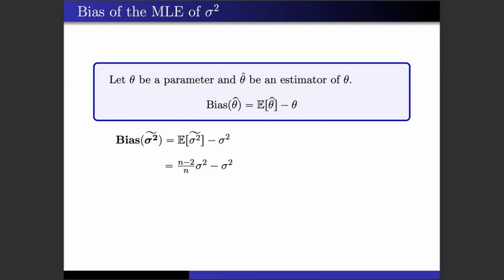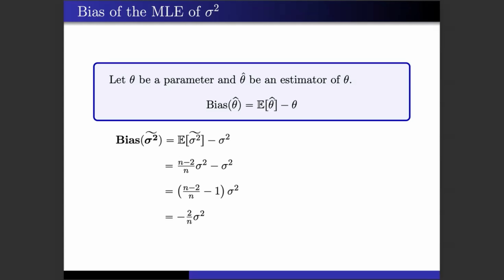So if we need to find the bias value of the MLE estimate of sigma square, it would be equal to the expectation of sigma square tilde minus sigma square. We have just found out that the expectation of sigma square tilde is equal to n minus 2 divided by n times sigma square. And in the second line, we have sigma square in both terms, so we can simply factor out sigma square. When we factor it out, we get n minus 2 divided by n from the first term, and from the second term we get just 1. Simplifying this further, we get negative 2 divided by n times sigma square. And thus we have that the bias value of sigma square tilde is equal to negative 2 divided by n times sigma square.